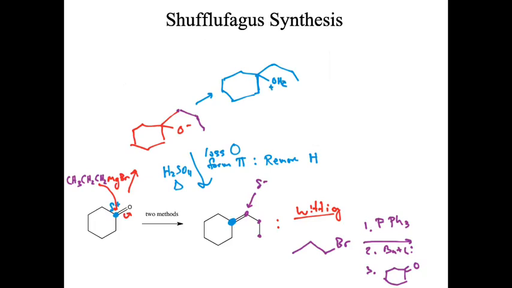We'd have a good leaving group, and now we'd want to do our elimination. Where would we eliminate? Where is there a beta hydrogen? 1, 2, 3. Well, 3 different beta hydrogens, which means we could get 3 different products. That would not be the greatest synthesis, but would it get us there? Yeah.